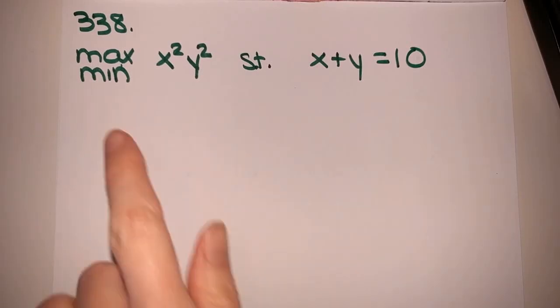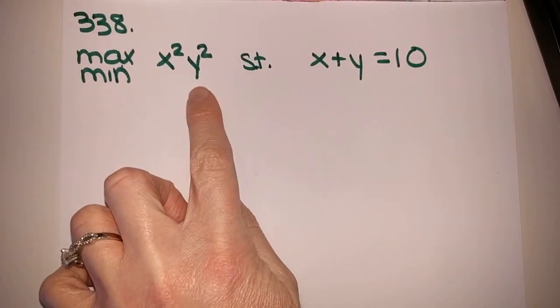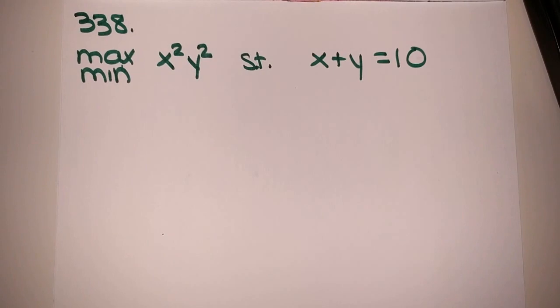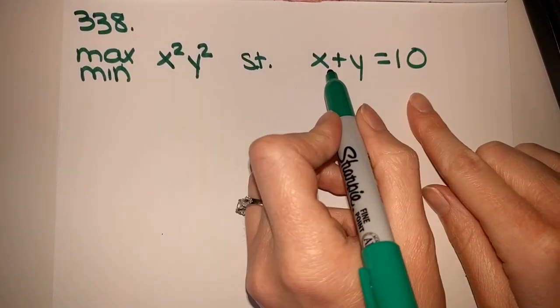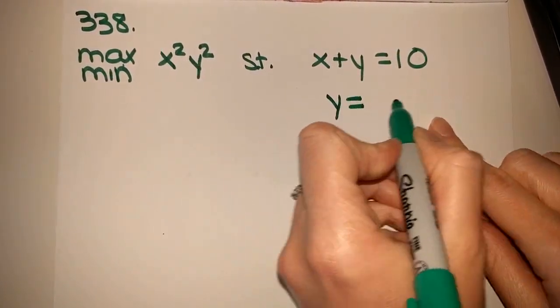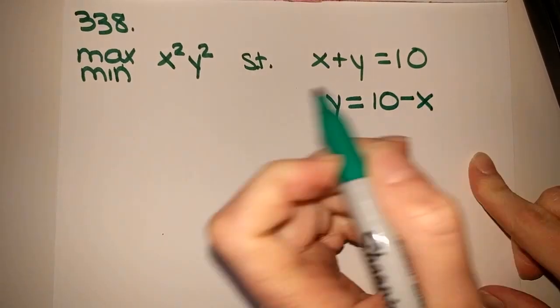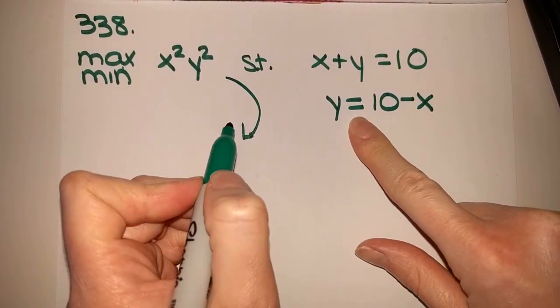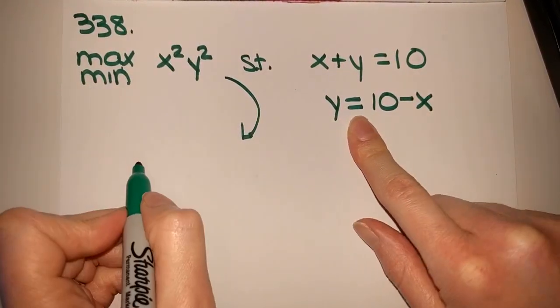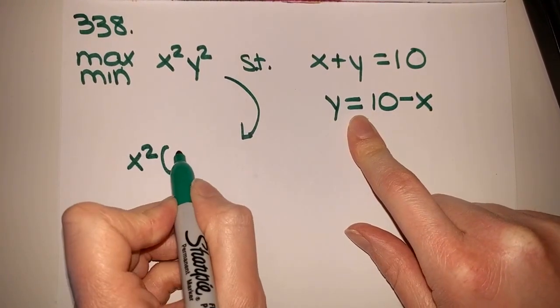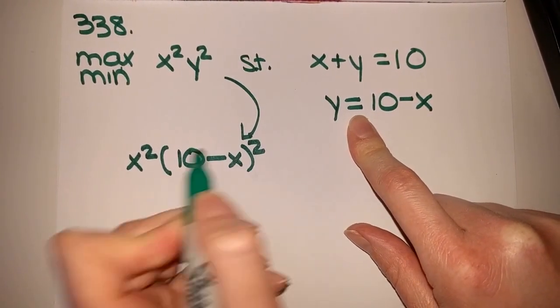So here we want to maximize and minimize x squared times y squared, subject to the constraint that x plus y is equal to 10. So just like we did before, we are going to solve this constraint for one variable, and we get y equals 10 minus x, and then we plug that solved constraint into our objective function. So we'll have x squared times 10 minus x quantity squared.